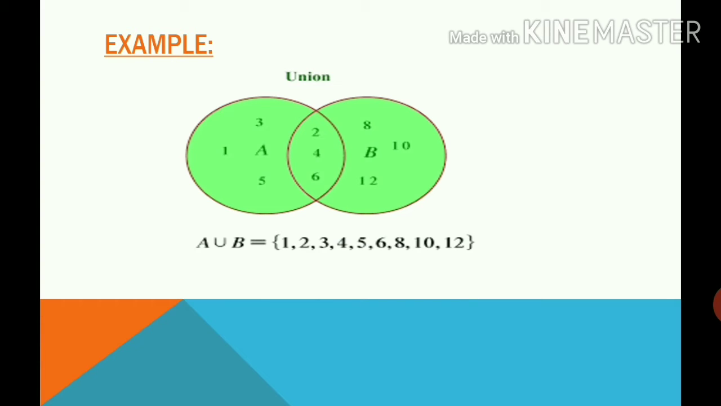Okay, here how would you write all the elements together with the sequence as 1, 2, 3, 4, 5, 6, 8, 10 and 12. So this is how you have to write down all the elements in set notation, and through shading you will shade all the areas of set A and set B.